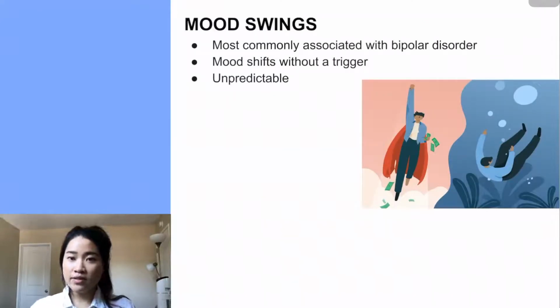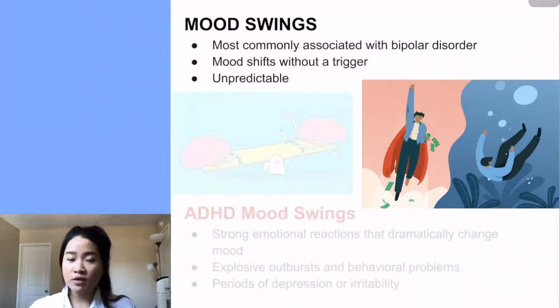Now that we understand the general mood and emotional symptoms of ADHD, let's learn more about mood swings. Mood swings are most commonly associated with bipolar disorder, a condition characterized by dramatic shifts from euphoric mania to depression. There is somewhat of an overlap between symptoms of ADHD and symptoms of bipolar disorder. Nonetheless, people with ADHD experience mood swings too.